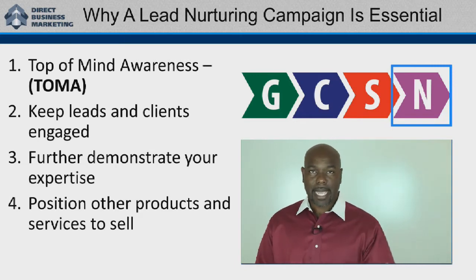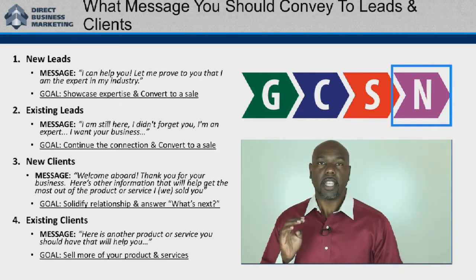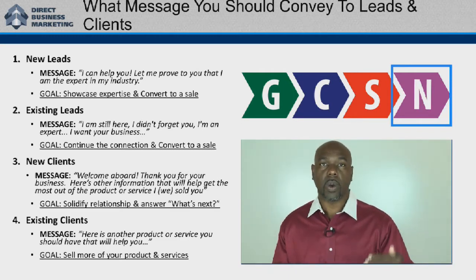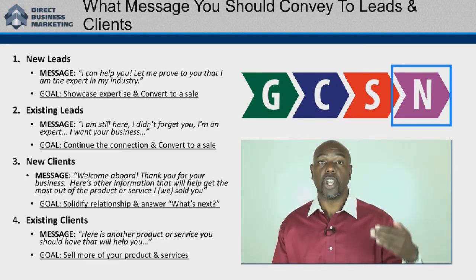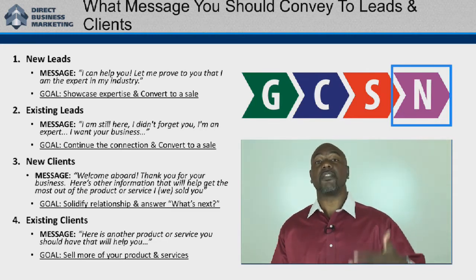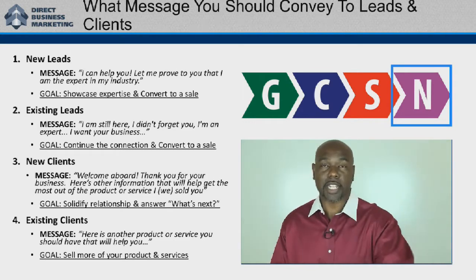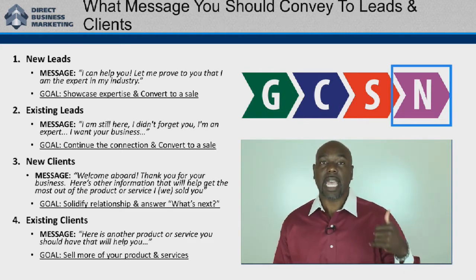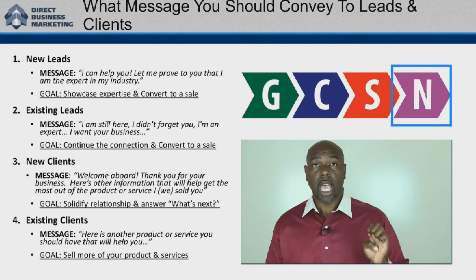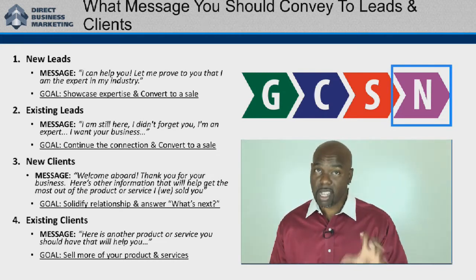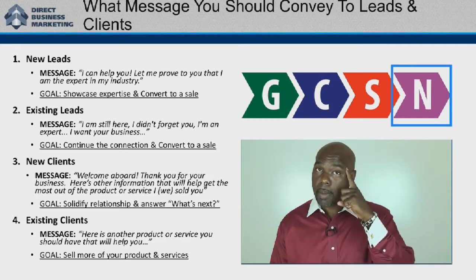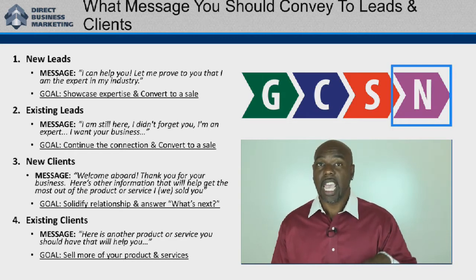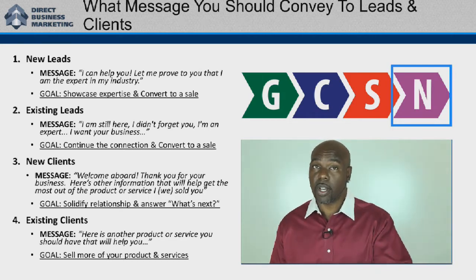Now, the message that you should be conveying, there's 4 types of clients that we're talking about here. 1 is a new lead, 2 is an existing lead, 3 is a new client, and 4 is an existing client. Let me say that over again. 1 is a new lead, 2 is an existing lead, 3 is a new client, 4 is an existing client. And the message to all 4 of those, when you are writing your campaigns, is different, okay? They have different mindsets at the different stages here that we're talking about, 1 through 4. And then you should also have a different goal for each one.